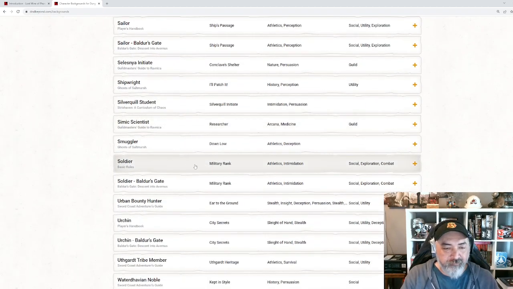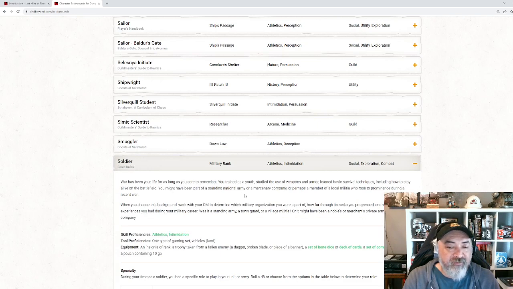So we get down to soldier. Soldier is equal to town guard, town watch, military, whatever. A lot of fighter martial classes will take the soldier as well. One of the things that is interesting about this is the military rank. If your players are level 1, and this is where the description can become a problem, work with your DM to determine which military organization you were part of, how far through the ranks you progressed, and what kind of experience you had during your military career. This is where you're setting your standards for power in your campaigns.